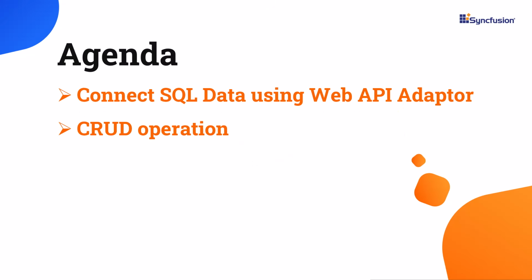In this video, I will show you how to connect Microsoft SQL Server data to the Syncfusion Blazor DataGrid component using a web API adapter and Entity Framework. I will also show you how to implement CRUD operations in the DataGrid. Let's start by creating the SQL data.